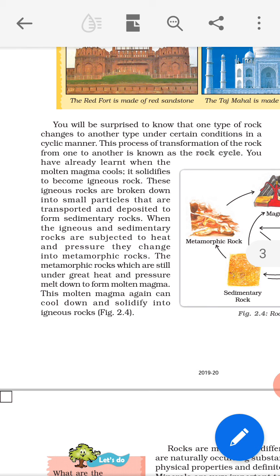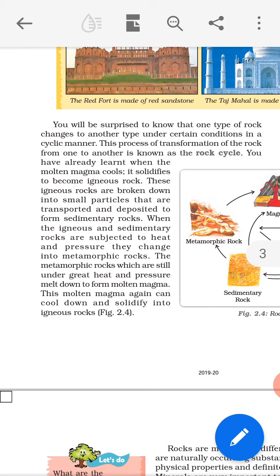This process of transformation of the rock from one to another is known as the rock cycle. Rock cycle means what? One type of rock changes to another type of rock under certain conditions in a cyclic manner. This is a process, transformation. From one rock to another rock, we can see the changes. So this process is called the rock cycle.